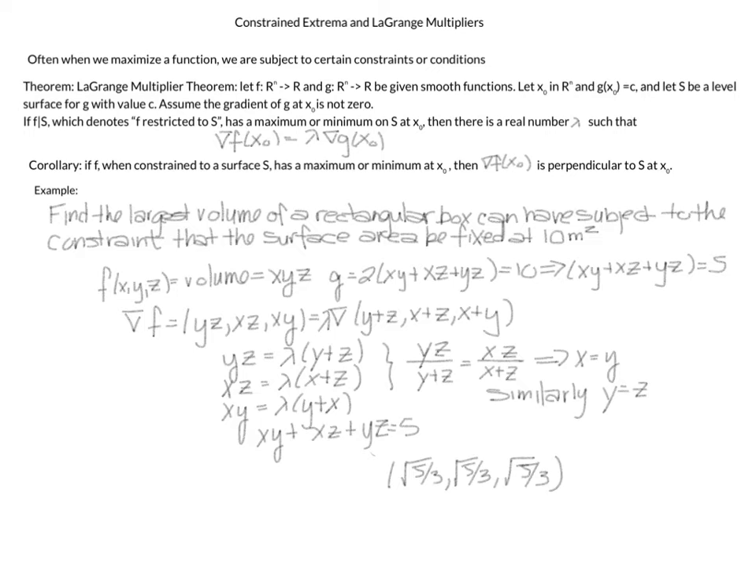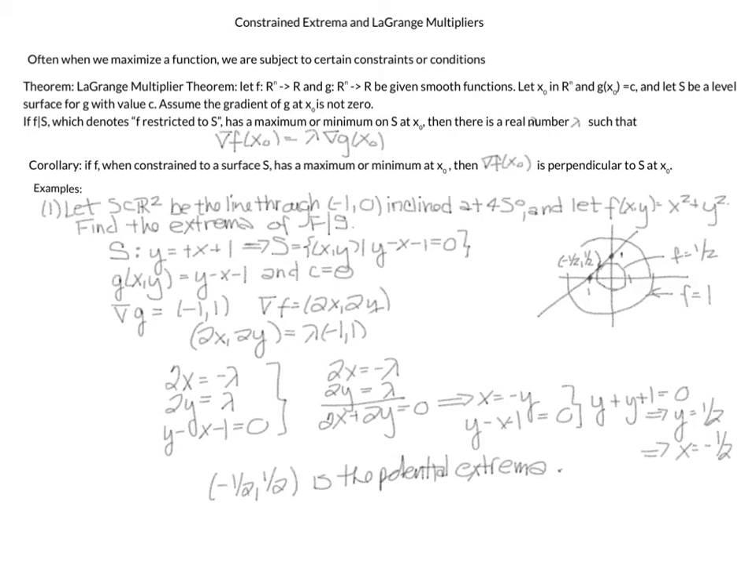So now I'm going to have yz over y plus z, that's equal to lambda, which is equal to xz over x plus z. And what we get from this is that x is equal to y. Similarly, we can work with these two, and we get that y is equal to z. And when we plug it into here, a little more algebra will show us that our extrema point is square root of 5 over 3, square root of 5 over 3, square root of 5 over 3.